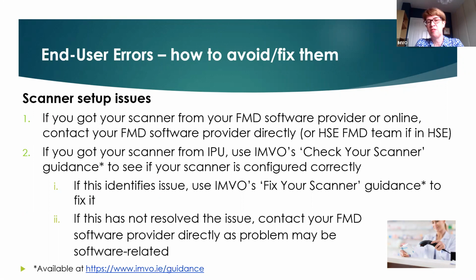Now, you might say, well, how does that work? It basically involves literally scanning a few barcodes, and it will very quickly identify if that scanner is working or not. If it identifies an issue, what you need to do next, depending on the type of scanner you have, is use our fix your scanner guidance to fix it. And again, that simply involves scanning a few barcodes, and that will reconfigure the internal workings of the scanner.